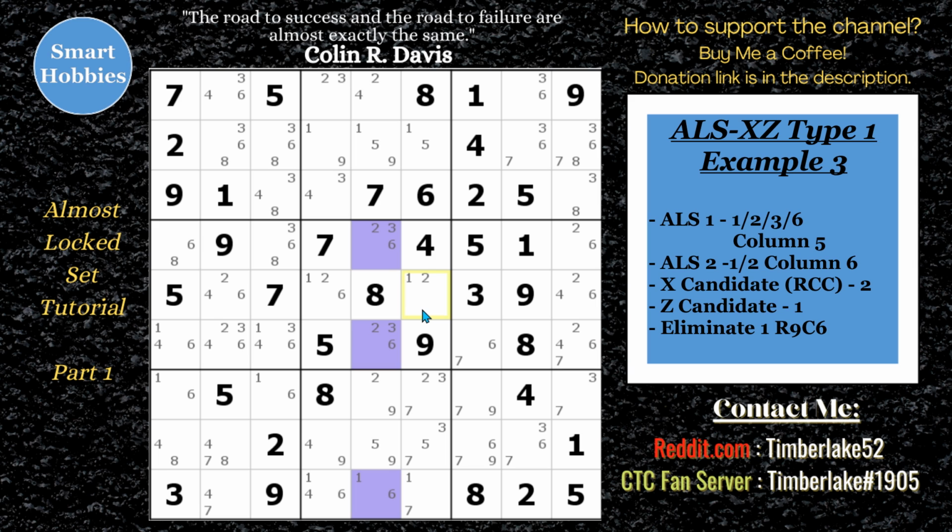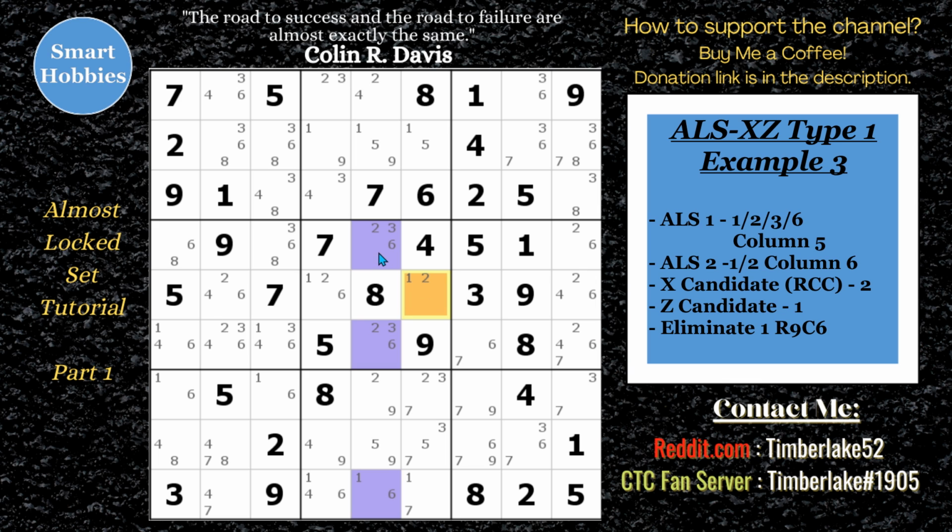And so what you can always do to change a WXYZ-Wing into an ALS-XZ is just make that spouse cell its own ALS, right? Because if it was in line with these, it would be a naked quad. It's not in line, so it has to be off.